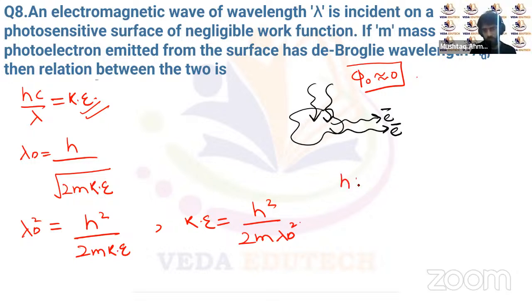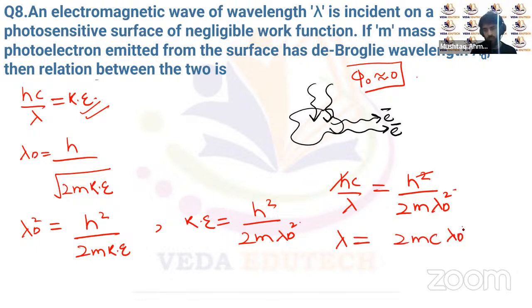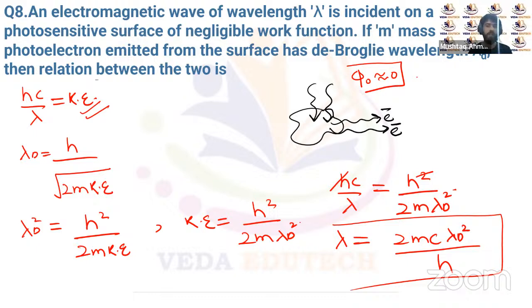Or we can say that hc upon lambda will be equal to h square upon 2m lambda d square. So from here h and h will get cancelled, so the value of lambda will be 2mc lambda d square upon h. So this is the relation between the wavelength of the incident photon and the de Broglie wavelength of the photoelectron.